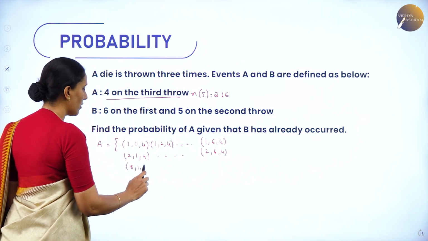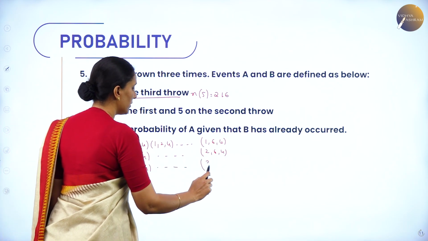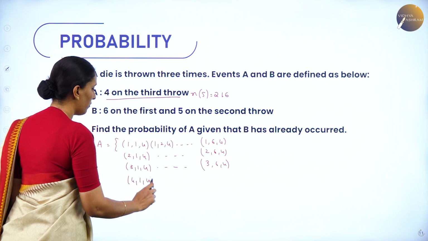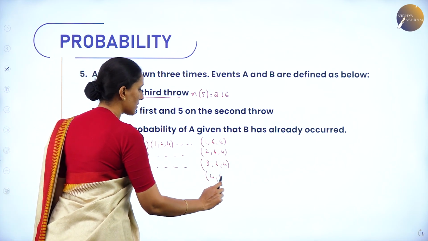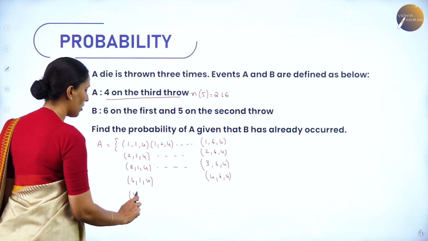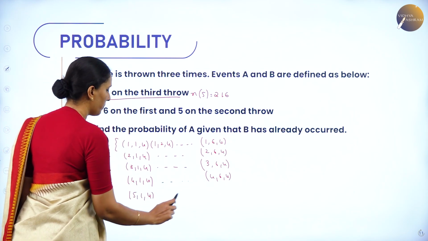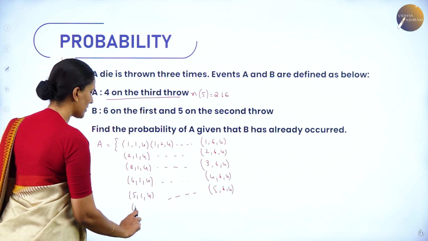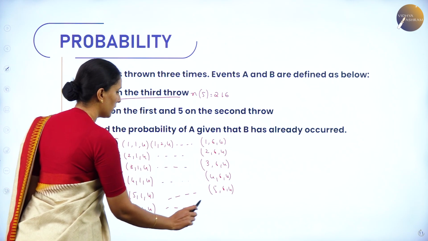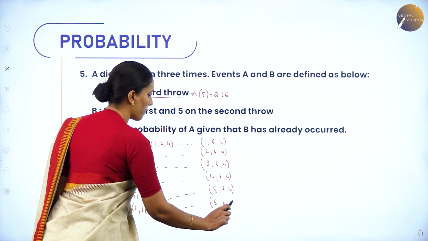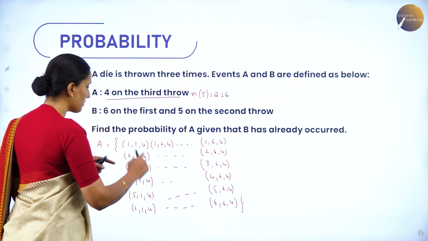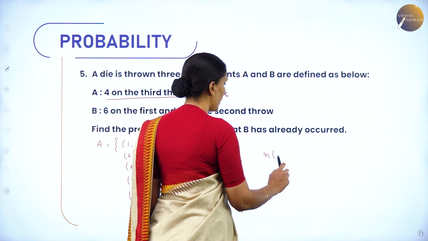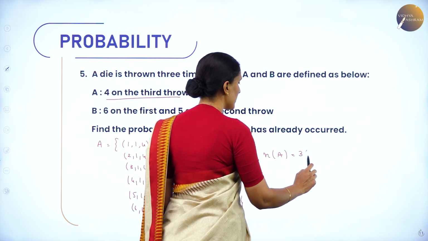So 3,1,4 to 3,6,4. Similarly, 4,1,4 to 4,6,4. And 5,1,4 to 5,6,4. And the last is 6,1,4 to 6,6,4. So when you clearly observe this event, it is 6 cross 6. Therefore, cardinality of A will be equal to 36.